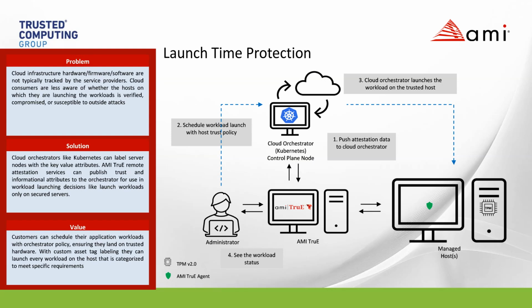So these are all launch time control policies. They can be applied as part of the workload manifest. Then the workload will be launched based on that server. So AMI True is working in the back end, taking the measurements and identifying the trusted server's trust status, and that information will be shared with the Kubernetes orchestrator layer, and Kubernetes makes use of it. This is one of the typical real-time use cases we are supporting. We call it the launch time protection use case.